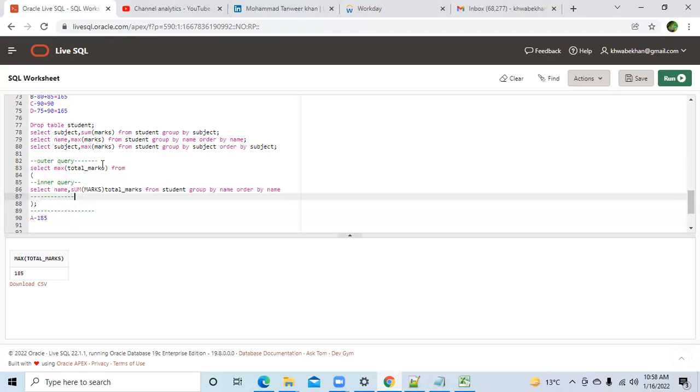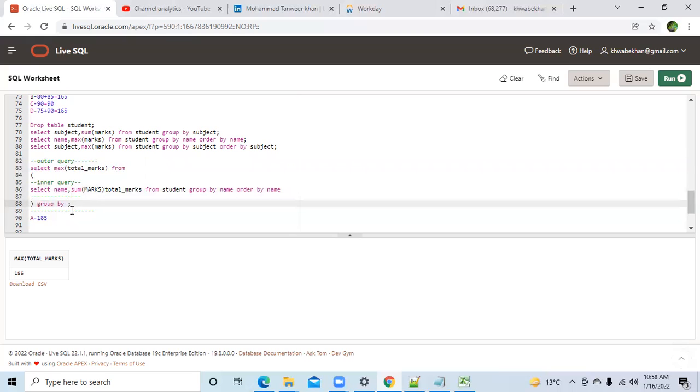So now Shivanshu is asking that, Tanvir, in the inner query you have used group by name and sum, but why not in the outer query? Okay, you are correct. Let me write group by here. Now tell me, Shivanshu, what should I write after group by? Which column?